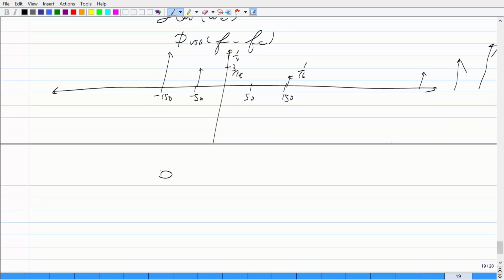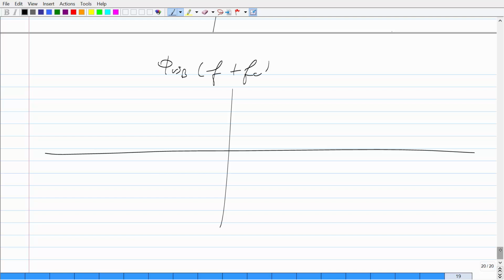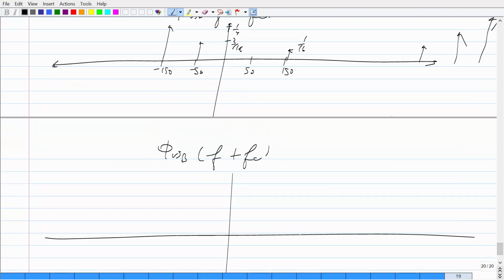Now I'm going to take this signal and shift it to the right by f_c. What will happen is that you get the impulses again: 1/4, 3/16, and 1/16. These become 150, 50, and minus 50, in kilohertz. Then I have some other ones here that I don't really care about.